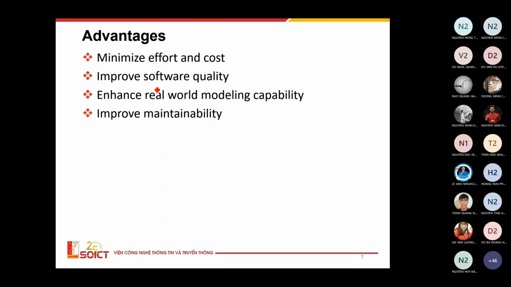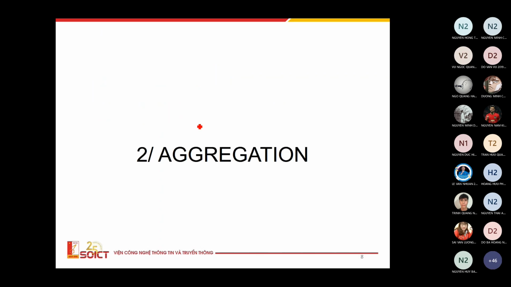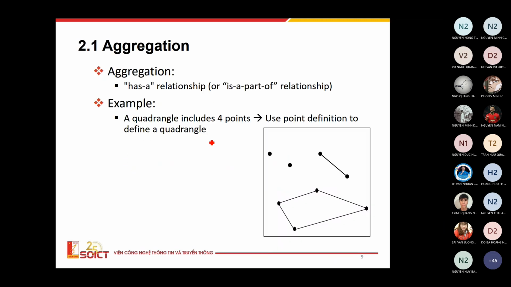It can help you in the improvement of the software quality and improve the maintainability. So now we will talk about the aggregation. Okay. So the aggregation, when you create an aggregation relation, that means you create a has-a relationship, a part-of relationship. Cái gì là một phần của mối quan hệ, hoặc là gì có một, đúng không?